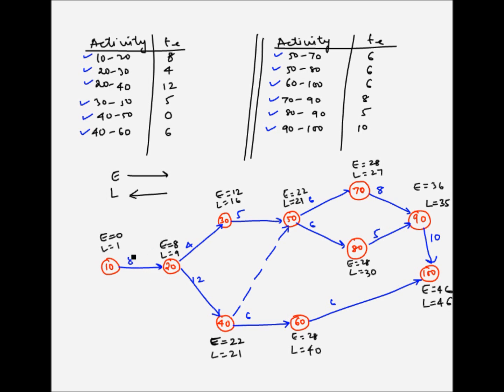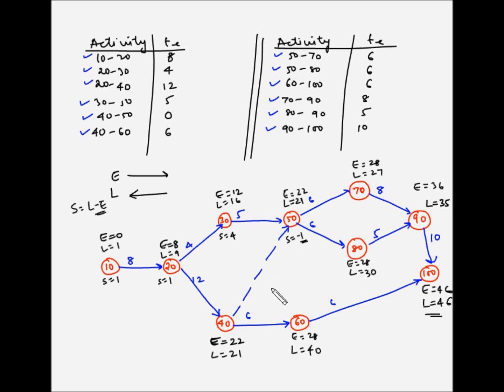Now with this information, let's find out the slack of each of the events. Slack is the flexibility available for each event to be rescheduled without impacting the overall duration of the project. It can be calculated as the latest occurrence minus the earliest occurrence. So here, slack is equal to 1 minus 0, which is 1. For 20, slack is equal to 9 minus 8, which is 1. For 30, slack is 16 minus 12, which is 4. For 50, slack is 21 minus 22, which is minus 1.